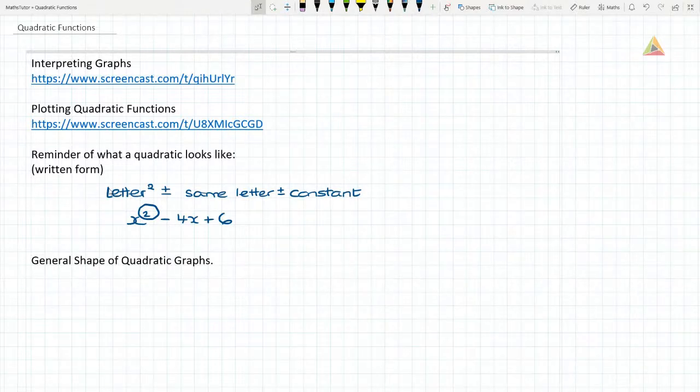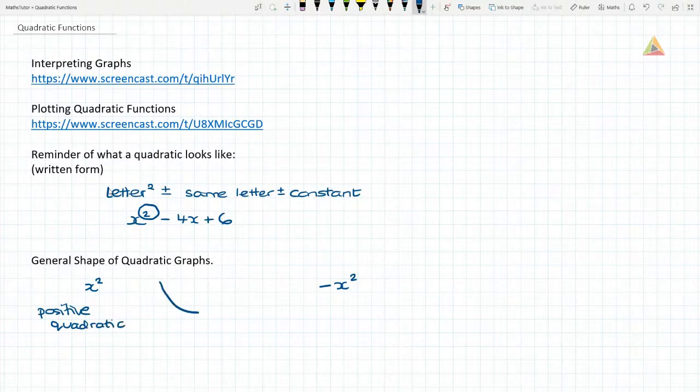So today, as we said, we're going to be looking at quadratic functions. We're going to be looking at graphs of these quadratics. Just a quick reminder of what the general shape of quadratic graphs are. There are 2 different general shapes that we need to be aware of. One is when we have an x squared graph, and one is when we have a minus x squared graph. When we have an x squared graph, we describe this as a positive quadratic, and a positive quadratic is always going to be what we call U-shaped. So when we plot our points and join them, we're going to get a U-shaped graph like this.